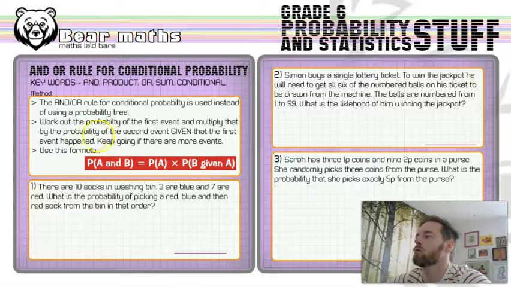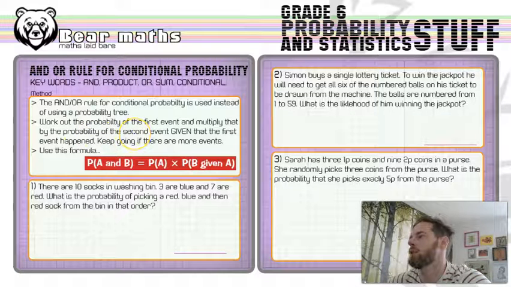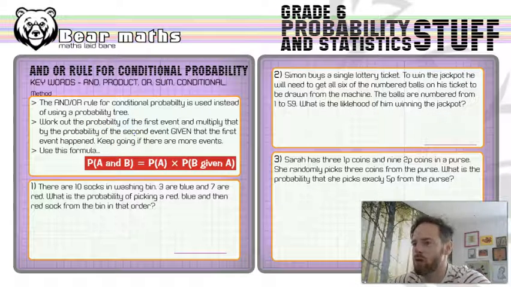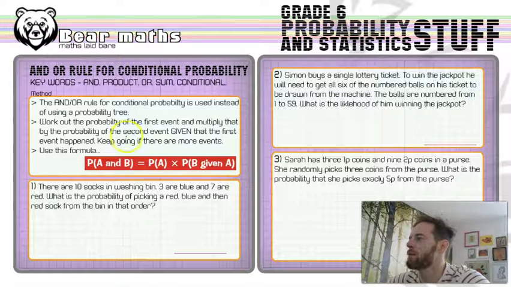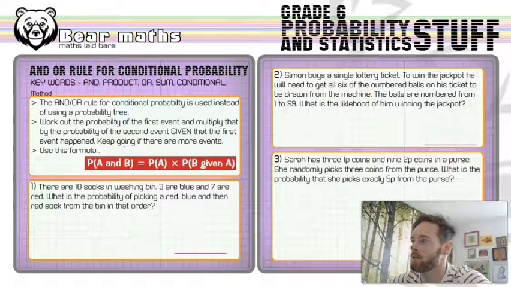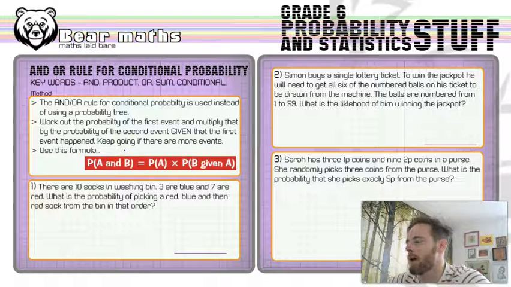Okay, so the and/or rule for conditional probability is used instead of using a probability tree. It's what you do when you've got stuff that goes on more than past two events. If you watch that video, you'll understand what I'm talking about. Work on the probability of the first event and multiply that by the probability of the second event, given that the first event has happened. Okay, theoretically. So keep going if there are more events.